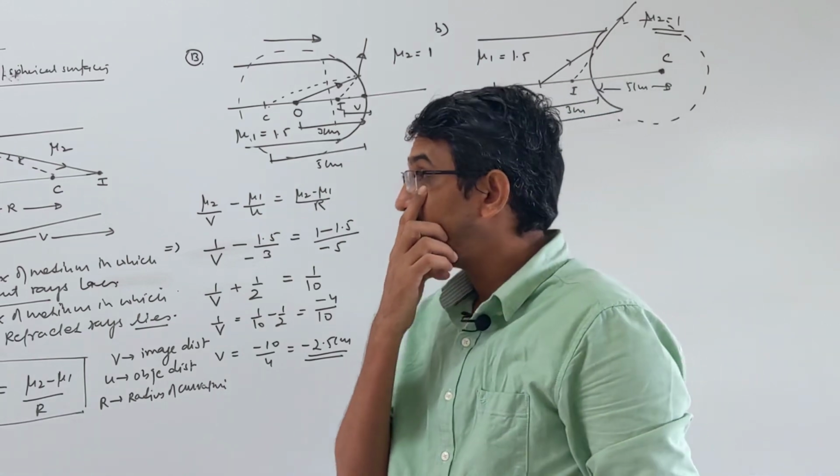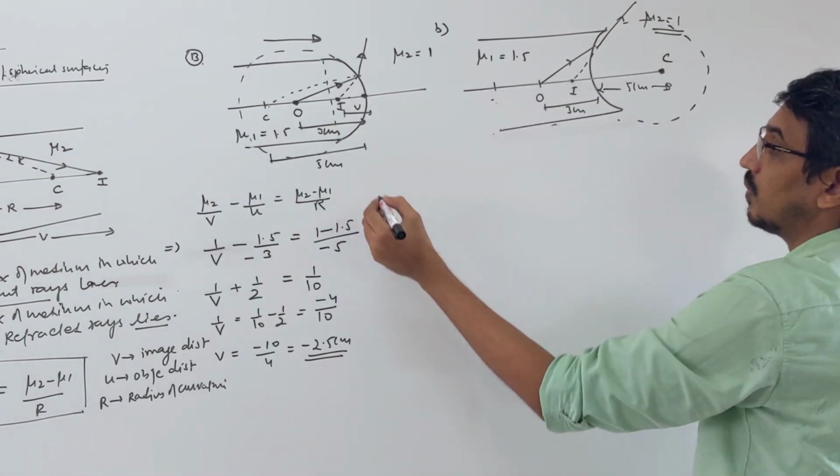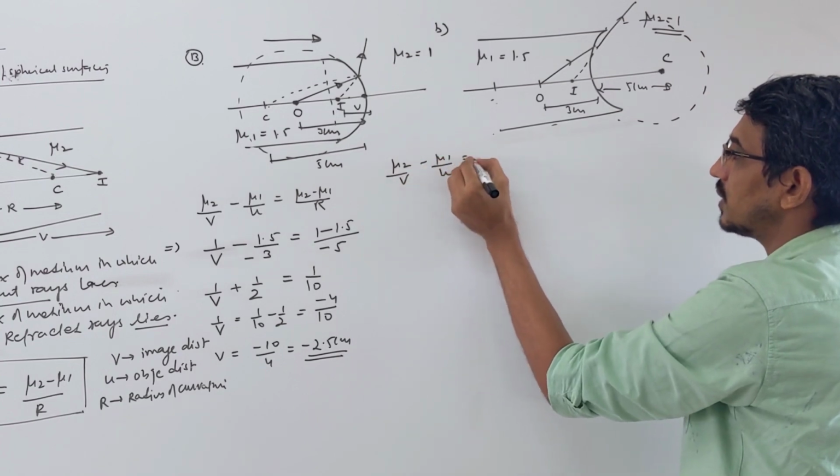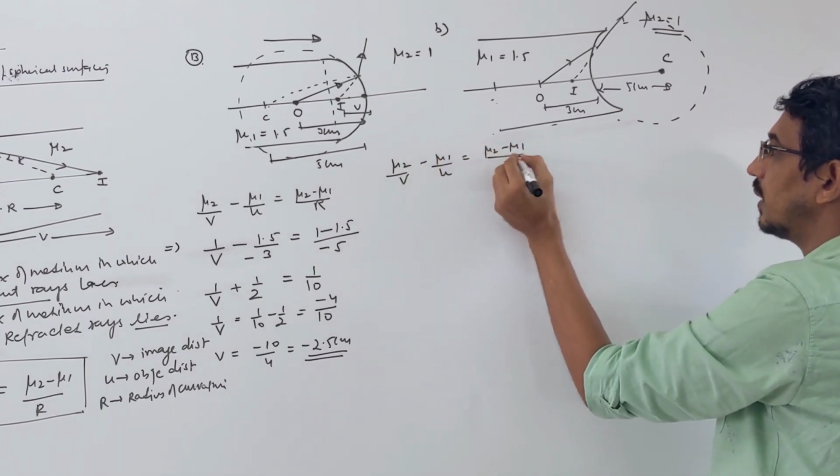Okay, so the same formula, let's write it again: mu2 by v minus mu1 by u is equal to mu2 minus mu1 by r.